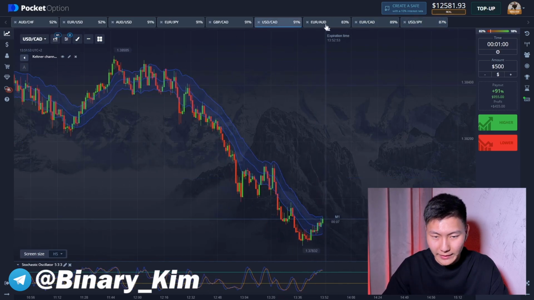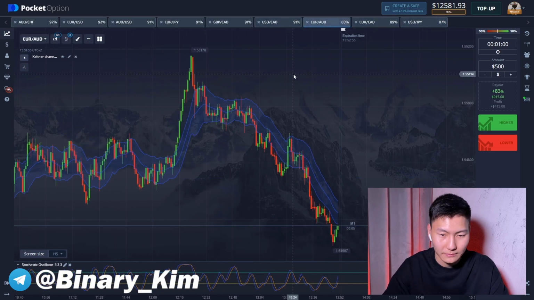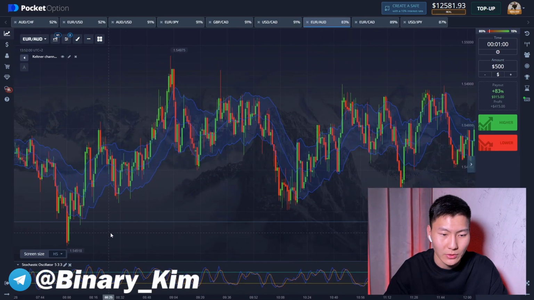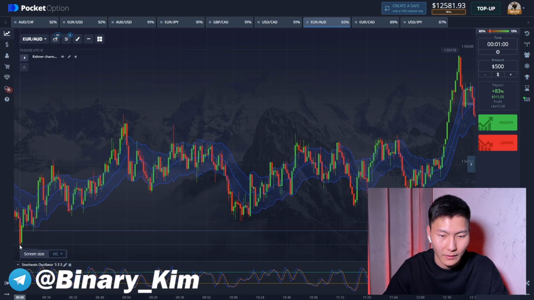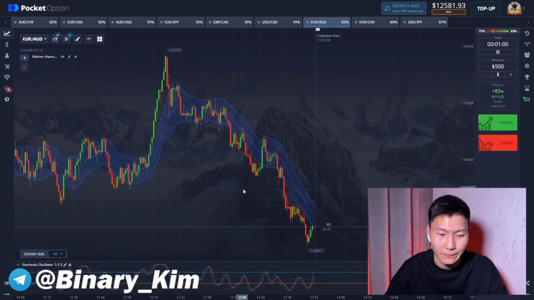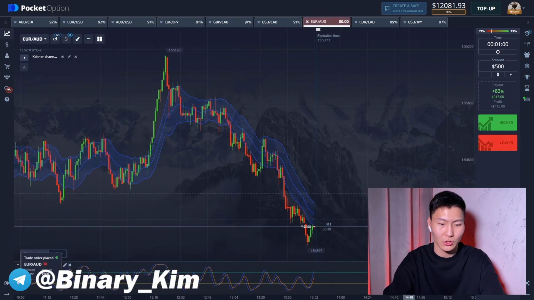Let's have a look here guys. Well, we observe the downward dynamics. Let's check out the support zone. Here is the low and basically we can conclude the price should go lower. That's why we open the short session, guys.